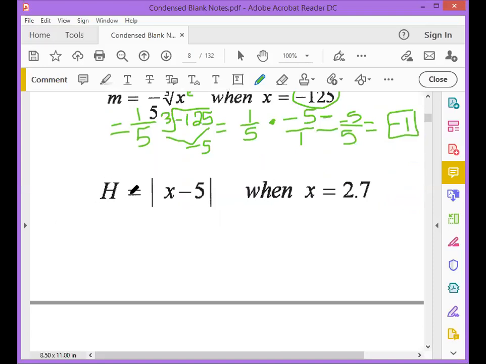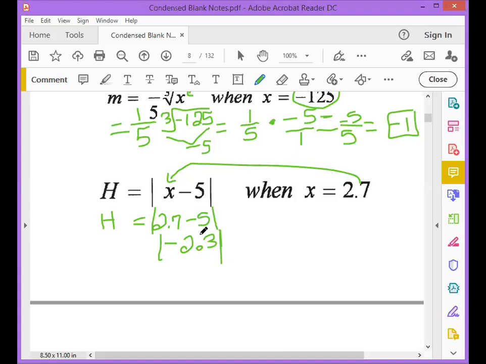Next we have h equals the absolute value of x minus 5. X is equivalent to 2.7. So we're substituting 2.7 underneath that absolute value symbol for x, which will leave us with the absolute value of 2.7 minus 5. Now we want to subtract 2.7 minus 5, which gives us negative 2.3. We're taking the absolute value of this digit.